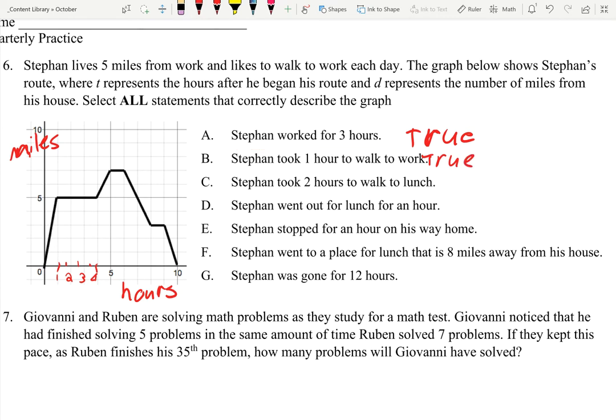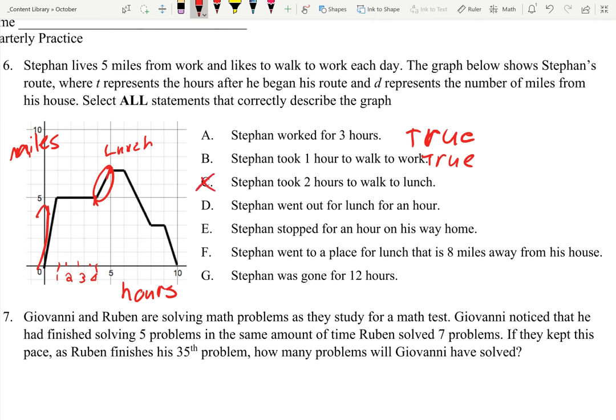Stephen took 2 hours to walk to lunch. Okay, so remember he's walking to work here, he's at work here, and now it looks like he's walking to lunch here, and then this is probably his lunch, right? Where he's chilling there for an hour. That's probably where his lunch is. So right here is his walk towards lunch. Now that is from 4 to 5. That's only 1 hour long. So this says it took 2 hours to walk to lunch.